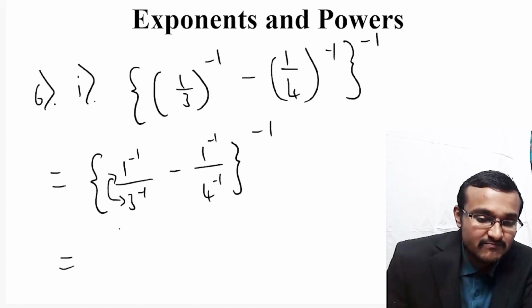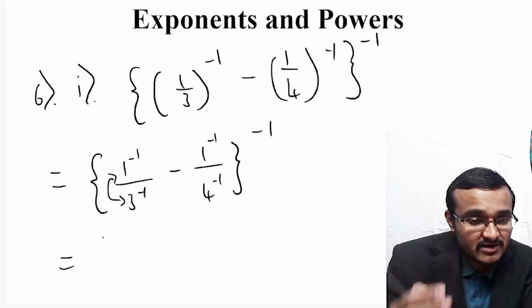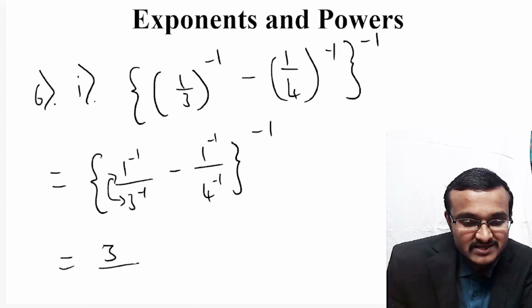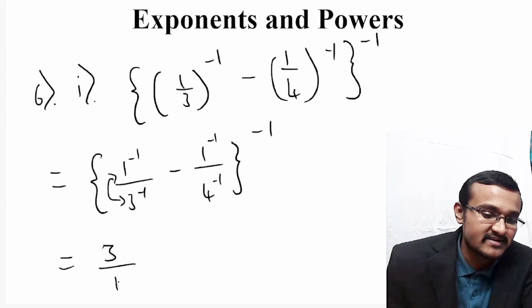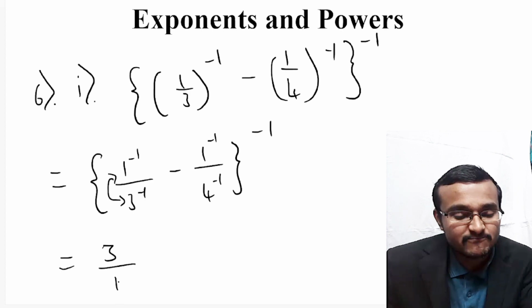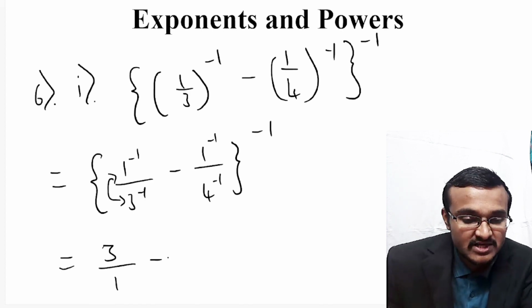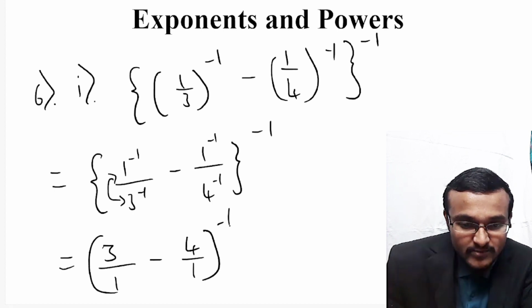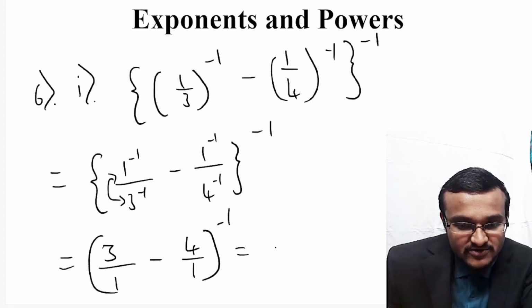So this power will become positive values. 3 power minus 1, when it goes to the numerator, will become 3 power plus 1. 1 power minus 1, when it comes to the denominator, will become 1 power plus 1. So 3 by 1 minus 4 by 1 will be the remaining inside the bracket, whole power minus 1. Now when you solve 3 minus 4 it will be minus 1 whole power minus 1.